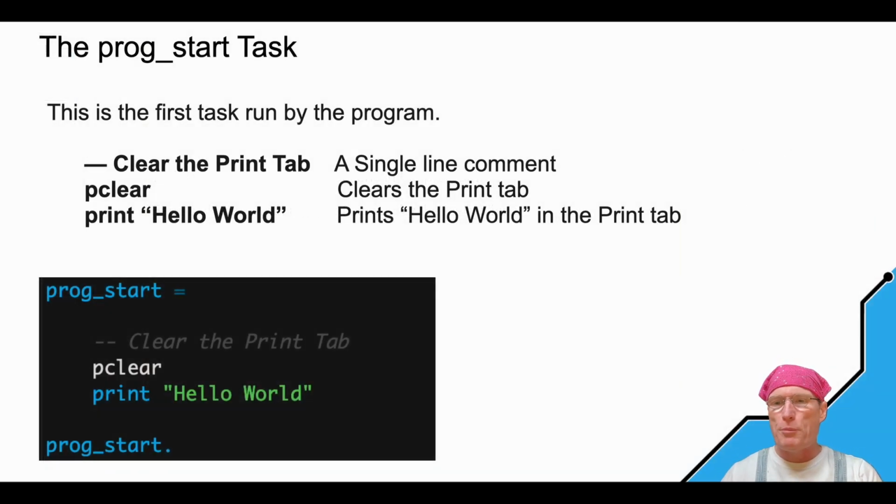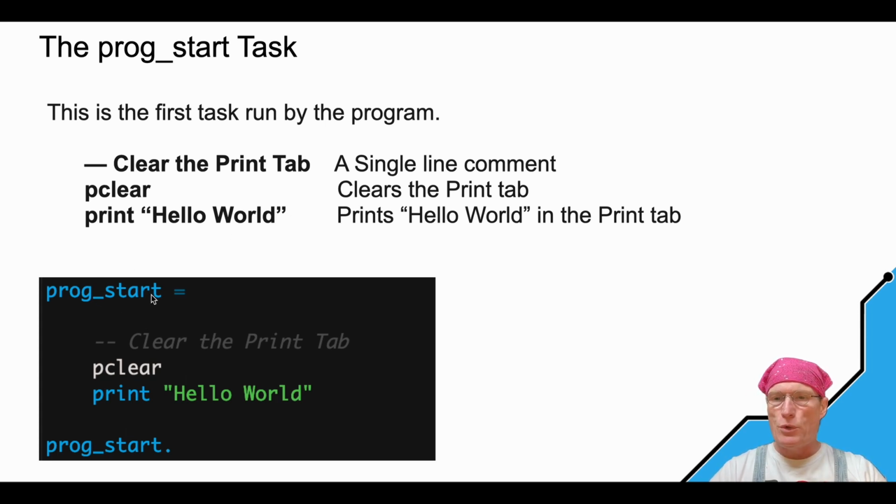The first task we have in our program is the prog_start task. Now in Octagon, you'll always find a prog_start task because this is where you put all of the things that you want your program to run and set up at the very beginning. In our case, the first thing we have is a comment, a single line comment, that tells us what the next command does. And the command is the pclear command. And that clears the print tab of any text that was there before. Next, we have the print statement. And what this statement does is it prints hello world, which is what our program does.